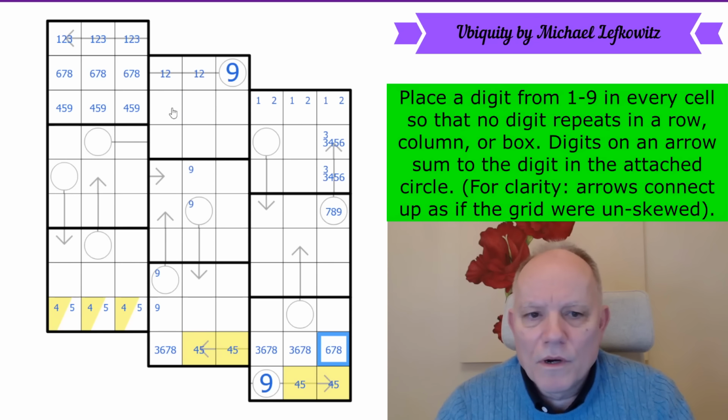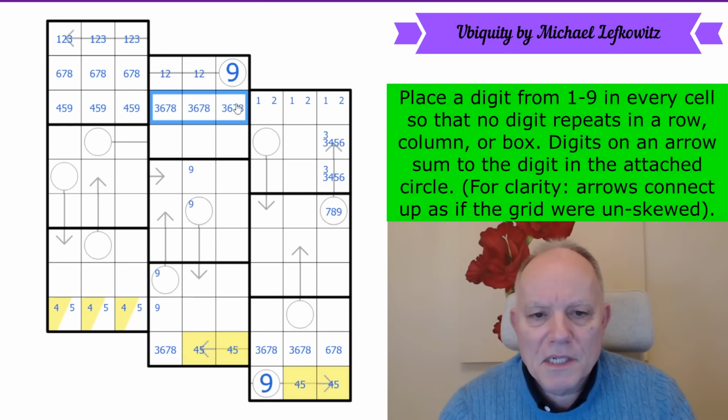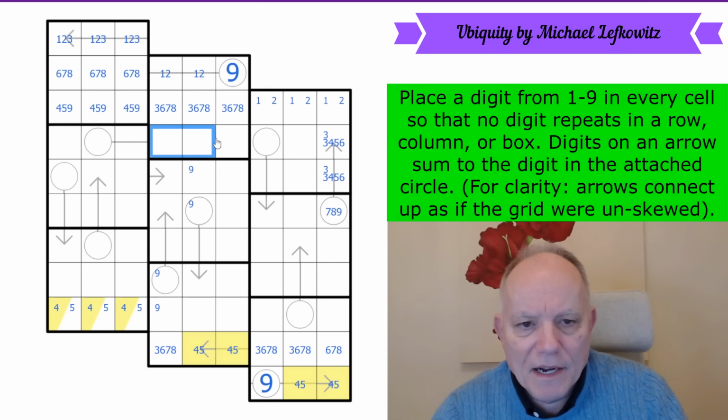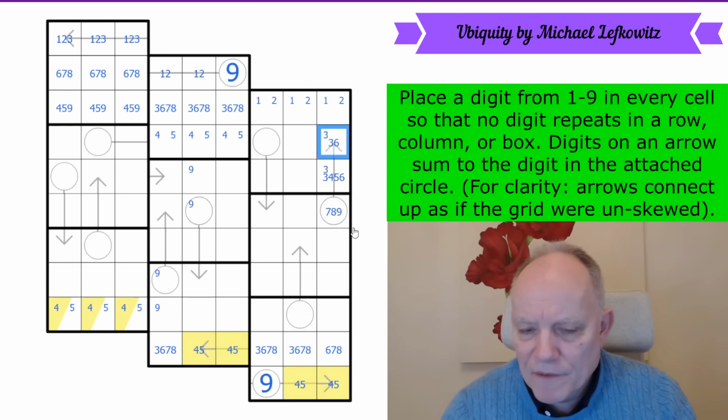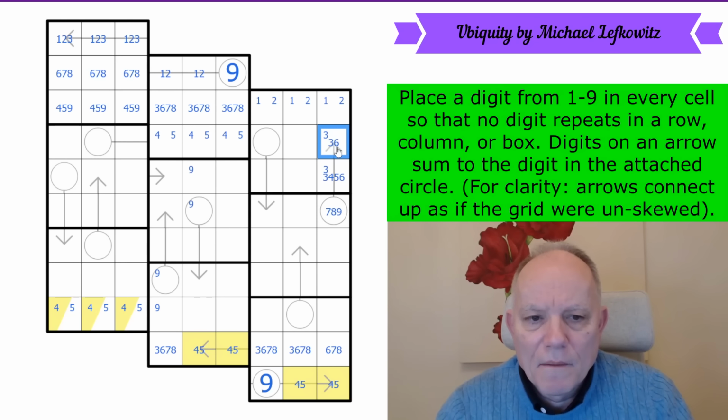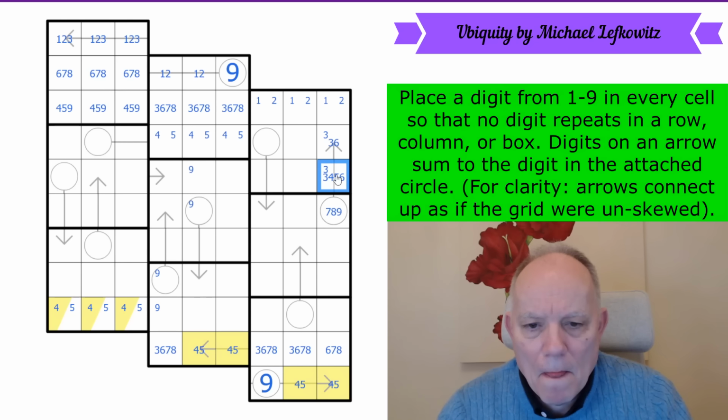This puzzle does work in very odd ways. Digits selected here are from 3, 6, 7, 8. 4 and 5 must appear in these cells. And now this can't be 4 or 5, but it could still be 6 with a 3 here.